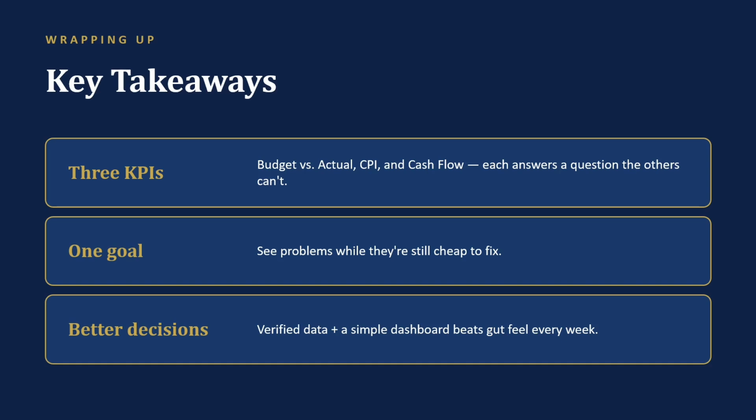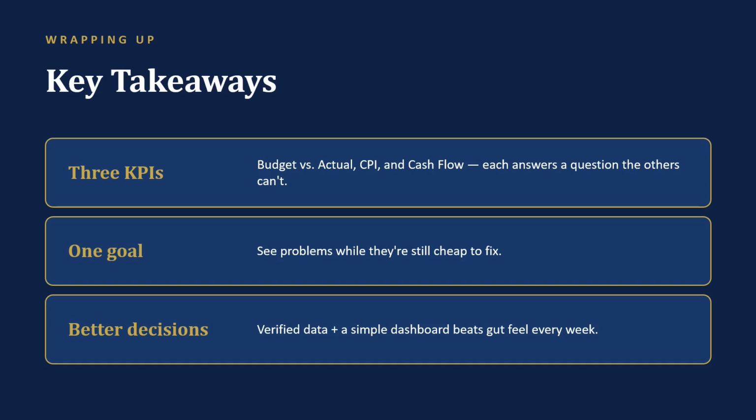Let's land this. 3 KPIs: budget compared to actual, CPI, and cash flow. Each one answers a question the other 2 can't. What did we spend? What did we get for it? And can we pay for next month? One goal behind all 3. See problems while they're still cheap to fix.